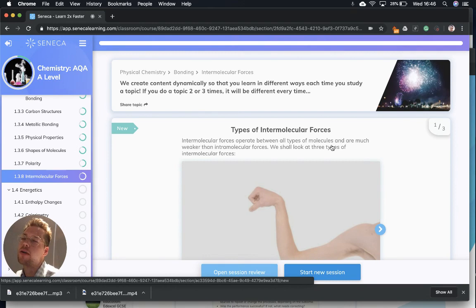We are talking about the forces between molecules. What do we call those? Intermolecular forces. I'm going to be running through the different types that you need to know for your A-level chemistry exam. Let's dive in. What are intermolecular forces?